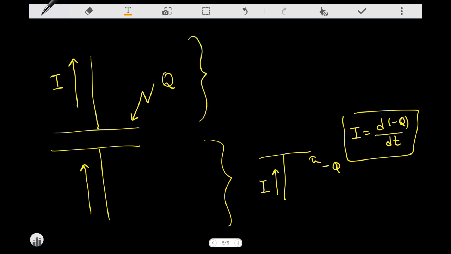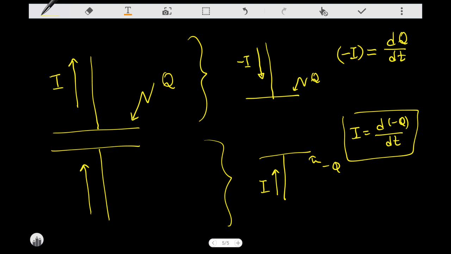Or you can use this upper plate, right? In that case, there's a charge Q on the plate, and the current I is flowing away from it. But this is equivalent to a current minus I flowing towards a plate. So therefore, the current that flows towards the plate, which is minus I, is equal to dQ over dt, the rate of change of the charge on the plate, right? So in either case, of course, you are going to get the same relationship.